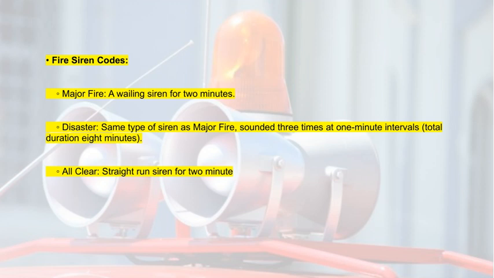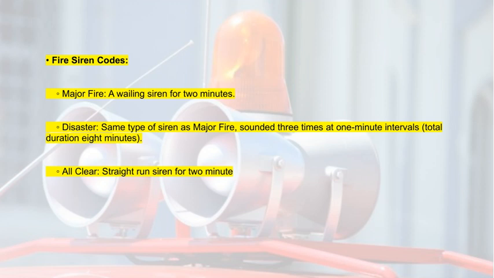If there's a disaster, the siren sounds similar to the major fire alert but with a specific pattern. It will be sounded 3 times, each time at 1-minute intervals, and the entire sequence lasts about 8 minutes. This pattern helps differentiate it from other alarms and indicates a larger-scale emergency.